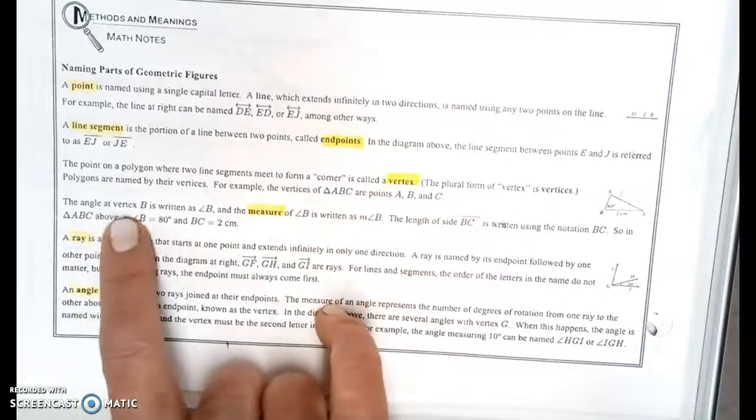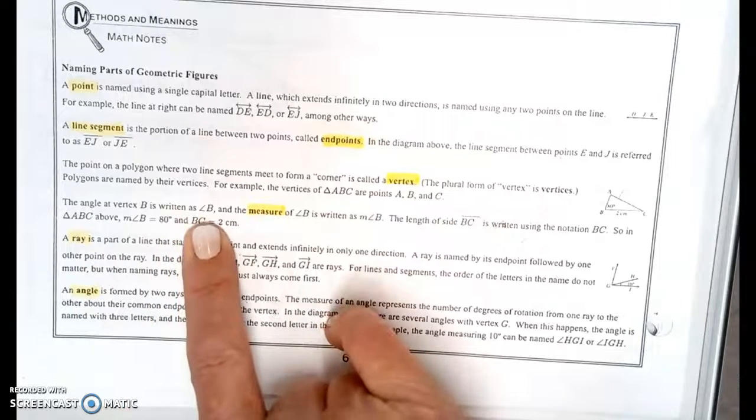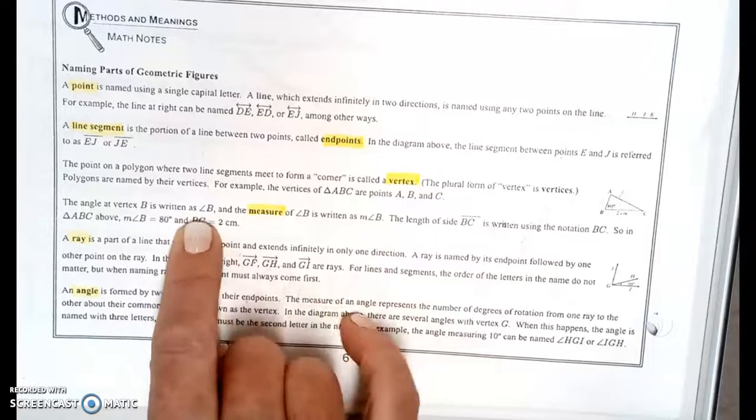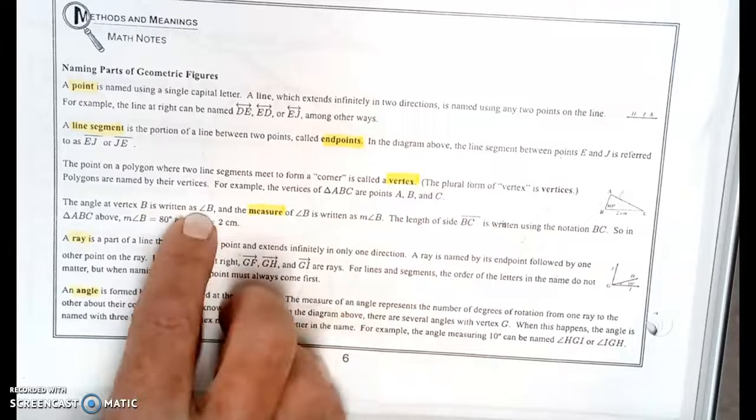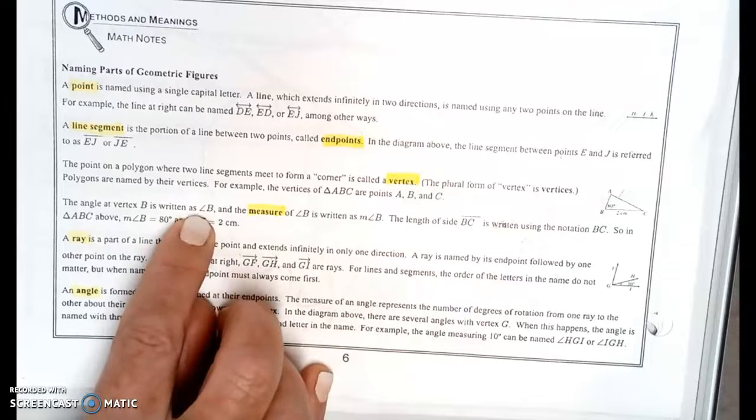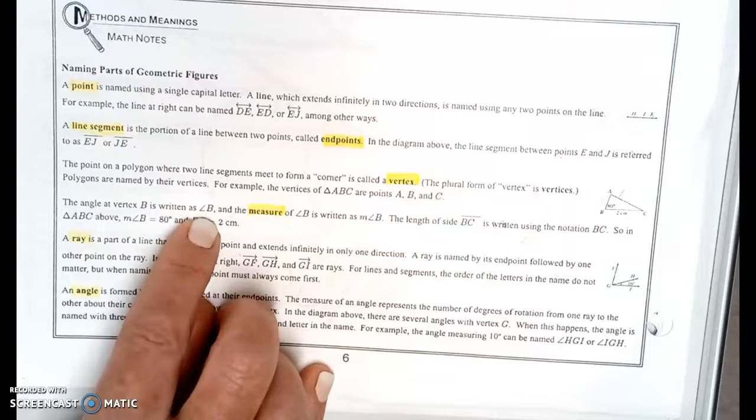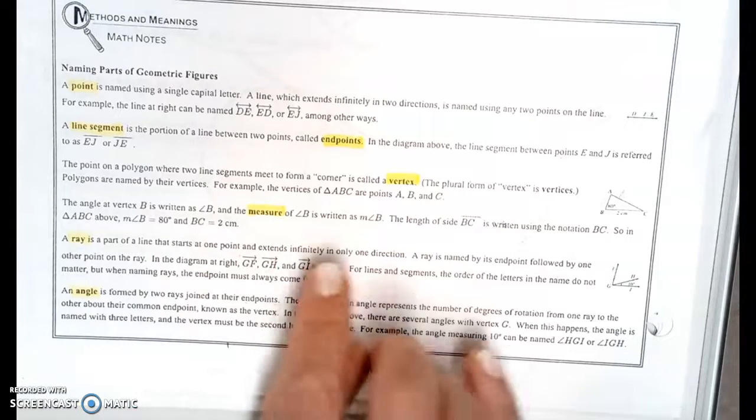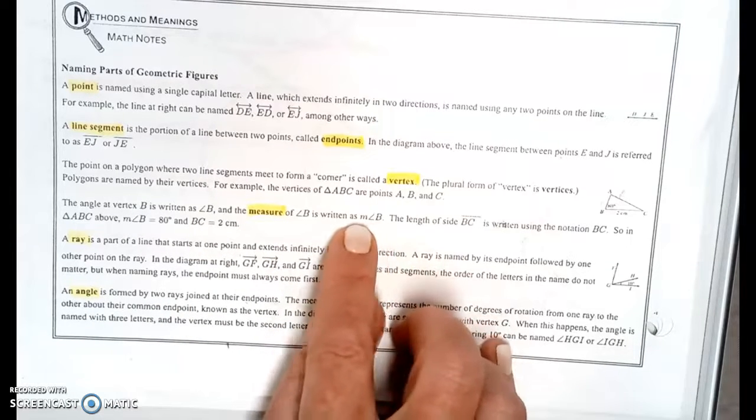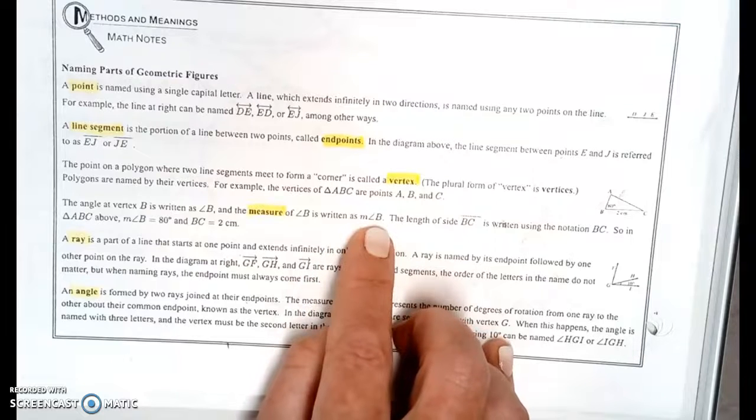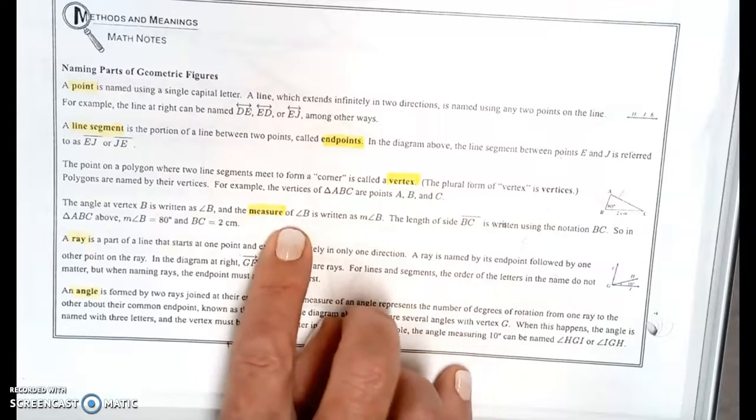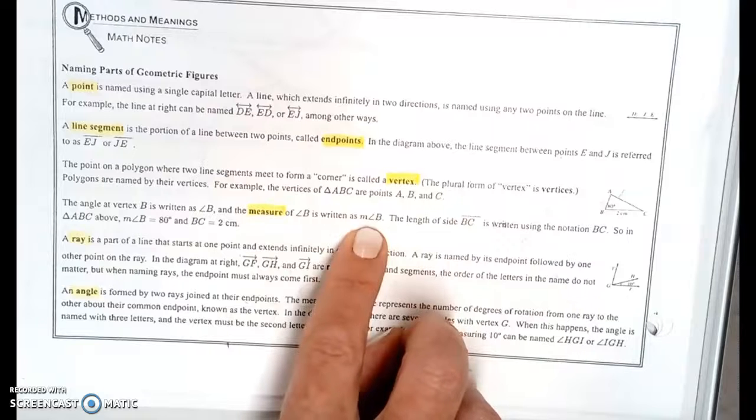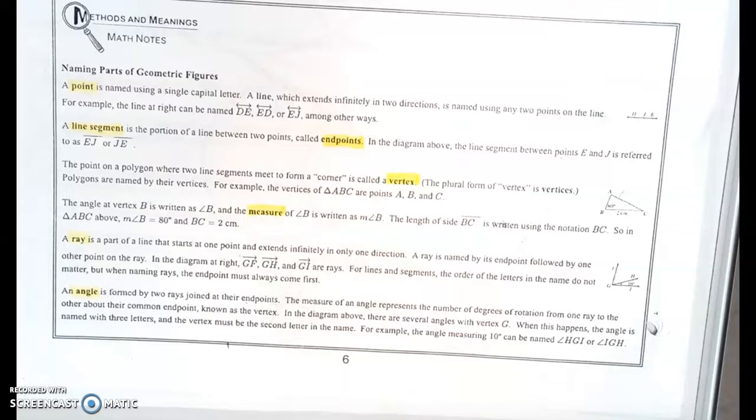Okay. The angle of vertex B is written as angle B. It's this little symbol in front of the B that kind of looks like a less than symbol, but it's resting flat, right? And the measure of angle B is written as m angle B, and you would read it, the measure of angle B. So this one you just say angle B, and this one you say the measure of angle B. The length of side BC is written using the notation BC.